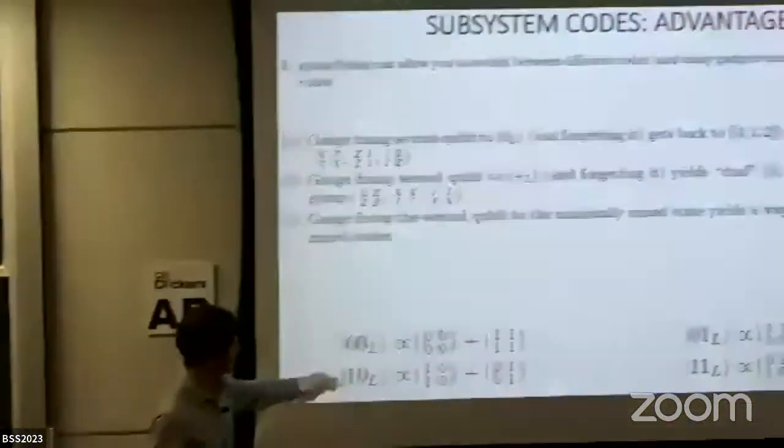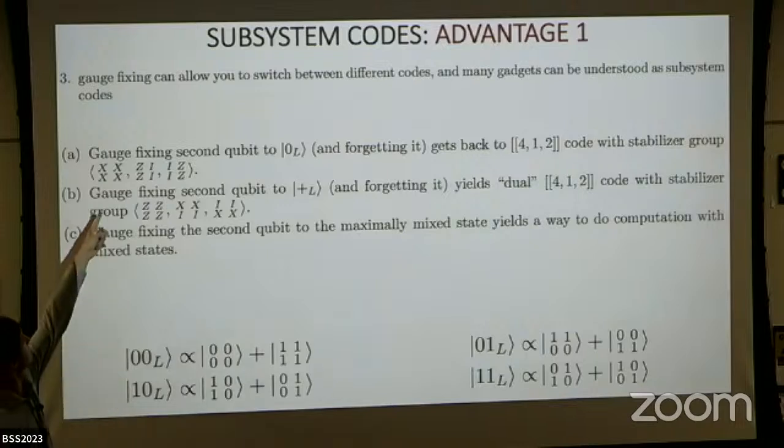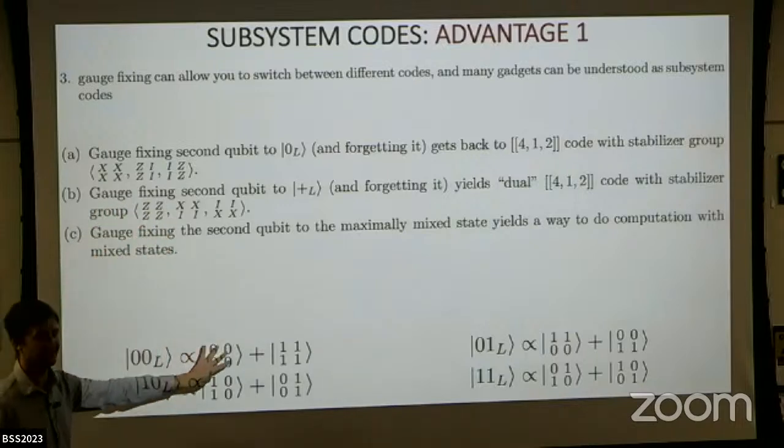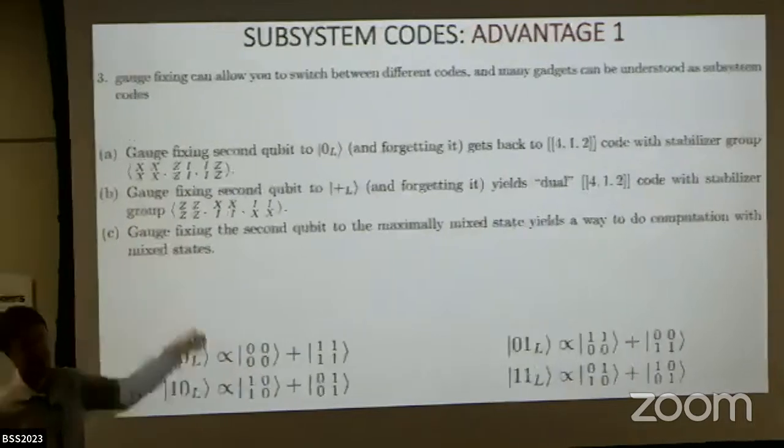I already showed you this. That means we are left with these two. These are now our logical states, and these are logical states of a stabilizer code. If we set and forget that we had gauge qubits to begin with, these are logical states of our favorite stabilizer code.